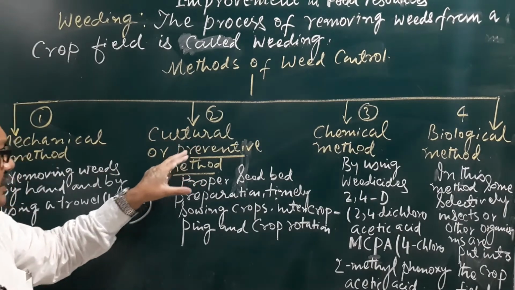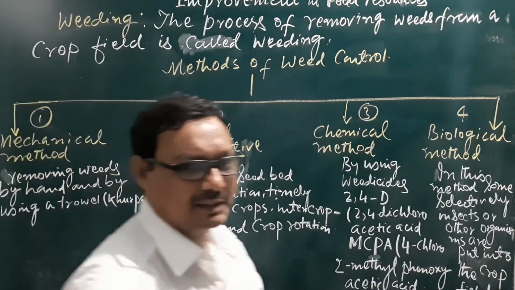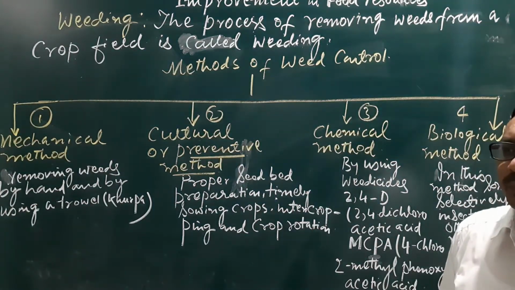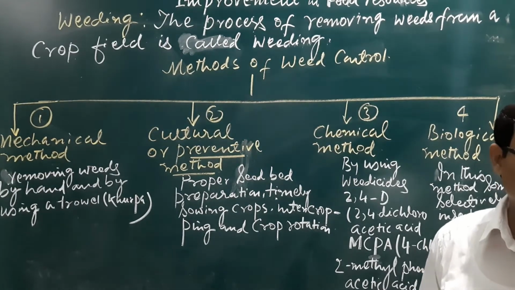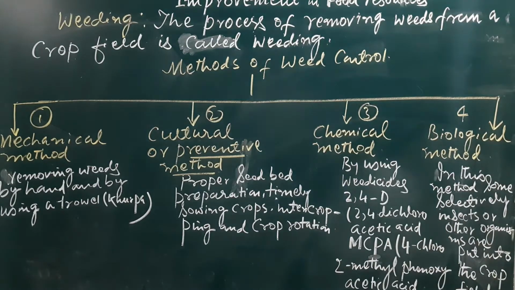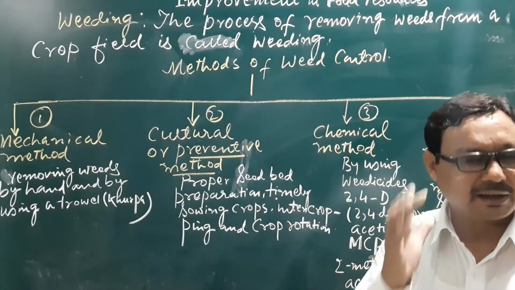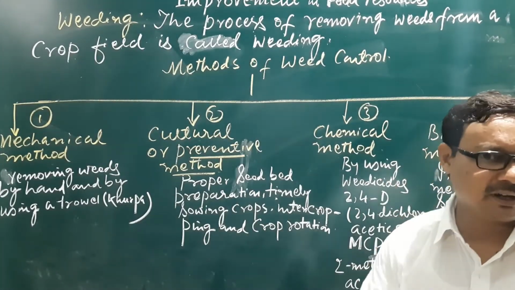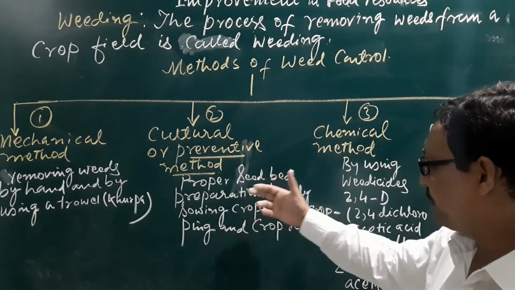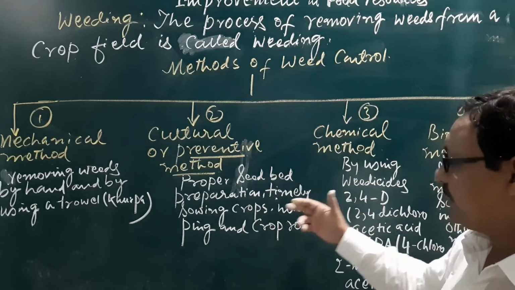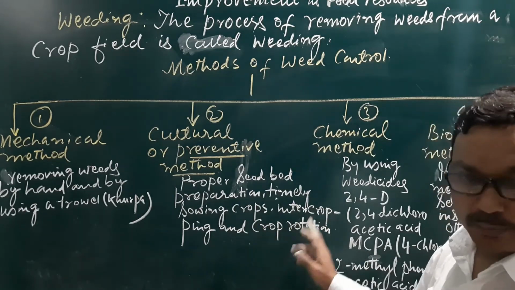And number 2 is the cultural preventive method, that is, do not let the weeds grow. Before sowing our proper seed, we can prepare the field in such a way that there is no possibility of the growth and development of the weeds in that particular field. So in this regard, here are some suggestions like proper seed bed preparation, timely sowing of crops, intercropping and crop rotation. This method also will be adopted.